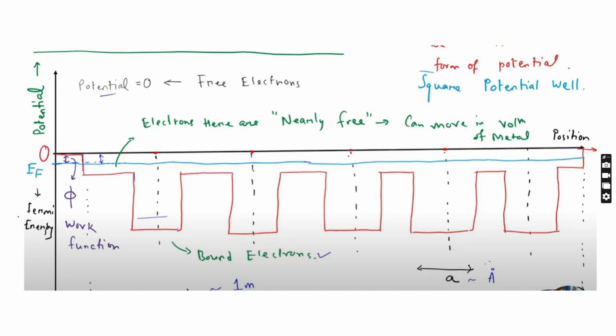Now you know about the work function, the minimum energy required to get the electron out of the potential well. This distance we can take as x and the other as a.